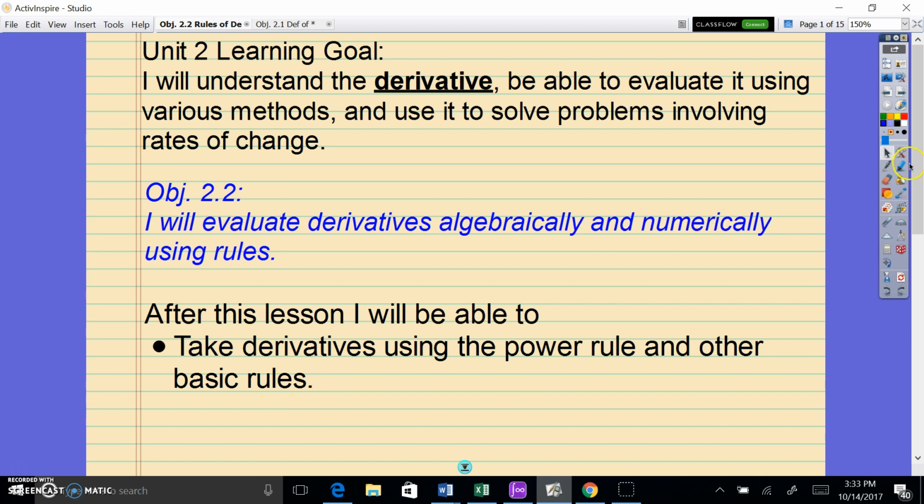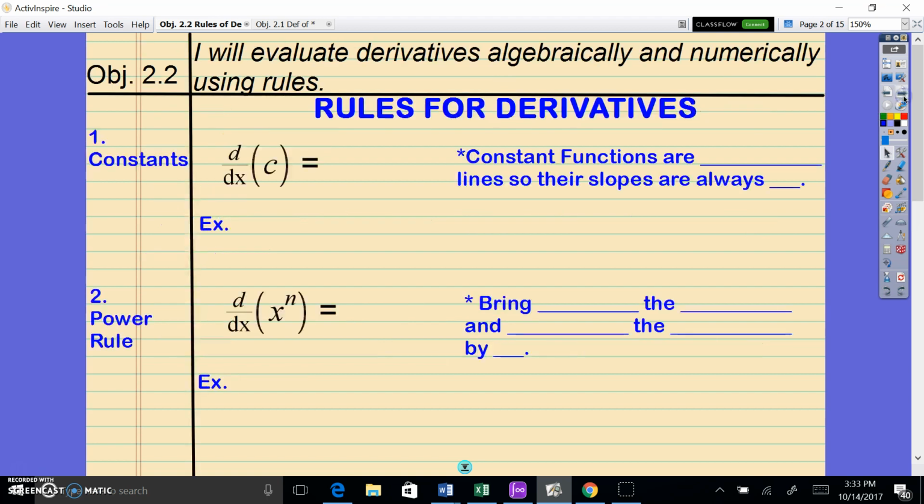So the goal is that by the end of this lesson, you will be able to take a derivative without using the long process of the definition. So let's get started. Feel free to pause the video at any time and slow down the notes or repeat them whenever you need them.